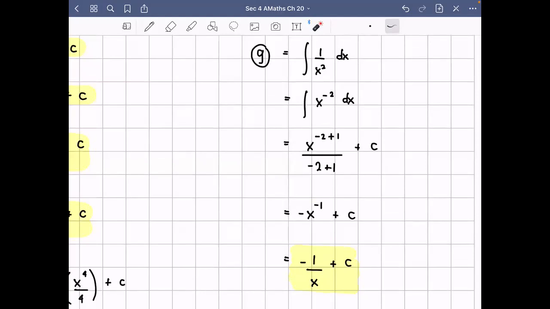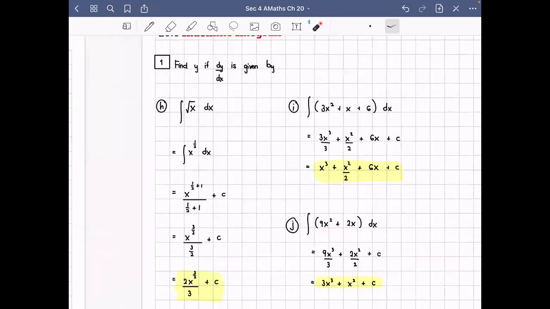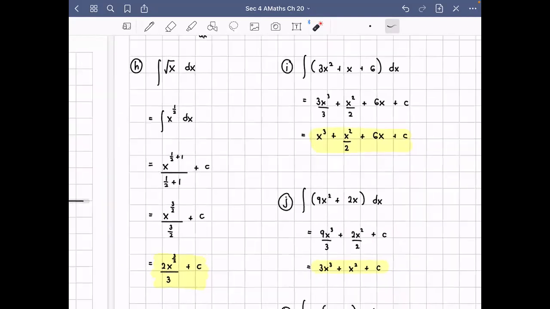Do you have any question with letter G? Anyone? No question? Okay, so everything is clear for letter G. Let's have another set of questions. Let's have letter H here.